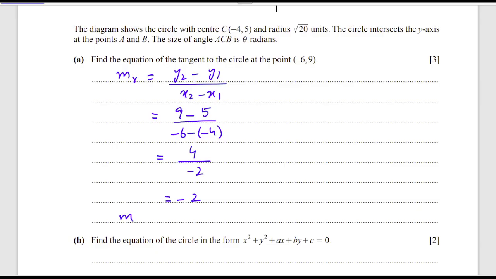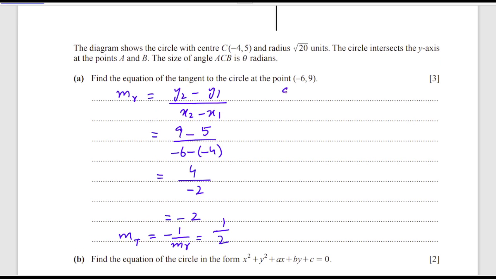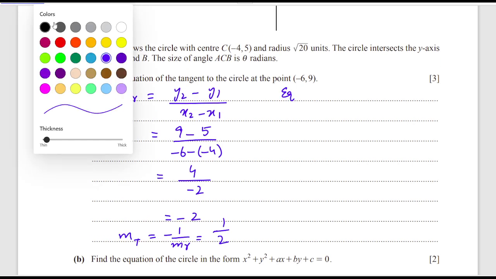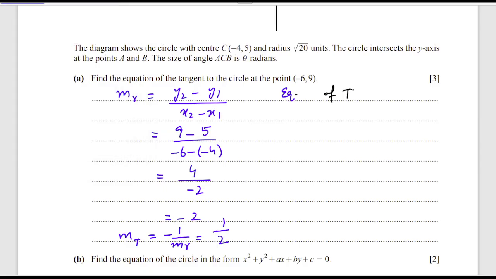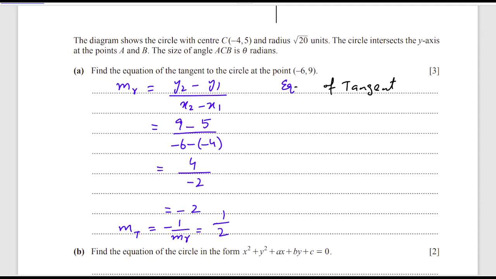So the gradient of the tangent will be the negative reciprocal of the gradient of the radius. So the gradient of the tangent is simply 1 over 2, the negative reciprocal of -2. Now the equation of the tangent: simply use y minus y1 equals m times (x minus x1). Y minus y1 equals m tangent times (x minus x1). Y1 is 9, the gradient of the tangent is 1 over 2, and x1 is -6.